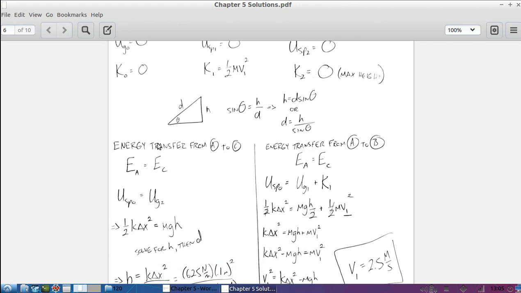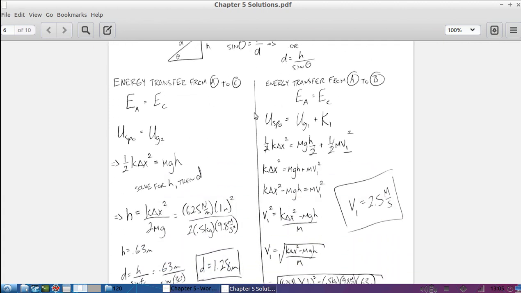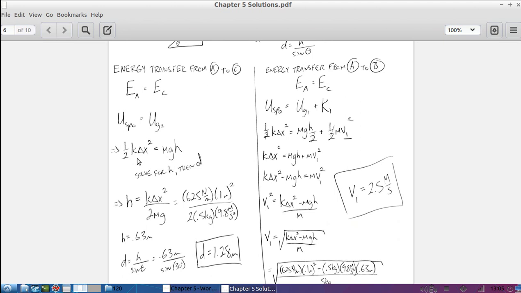So we know there's no work being done by a non-conservative force, so the total mechanical energy of the system at point A equals the total mechanical energy at point C. The total energy at A is just the spring potential here. The total energy at point C is just the gravitational potential energy here. So I'm setting this term equal to this term, and I'm going to use that to solve for h, right? Initial spring potential equals final gravitational potential.